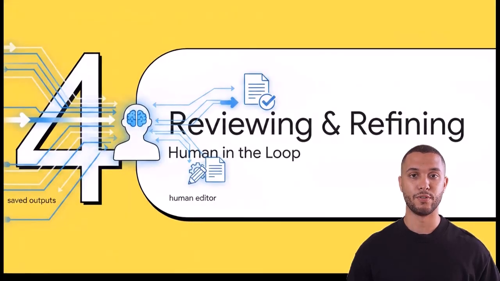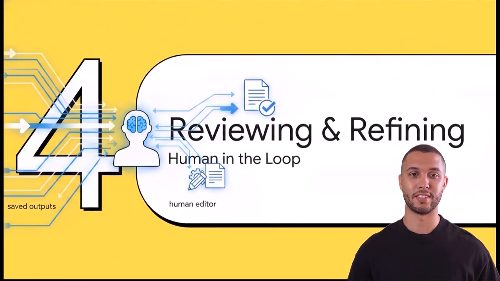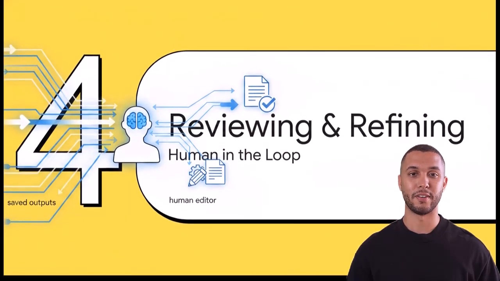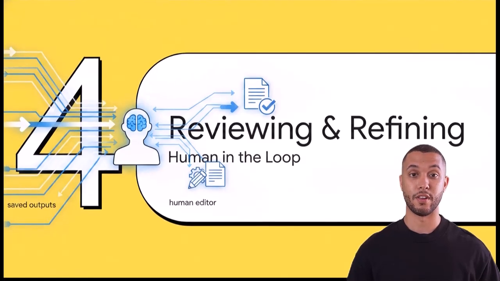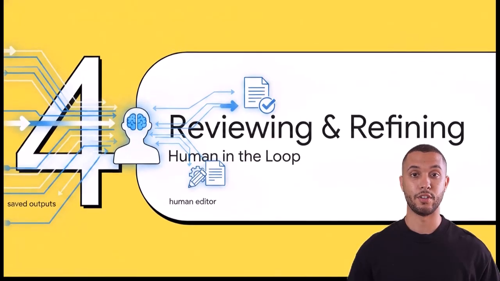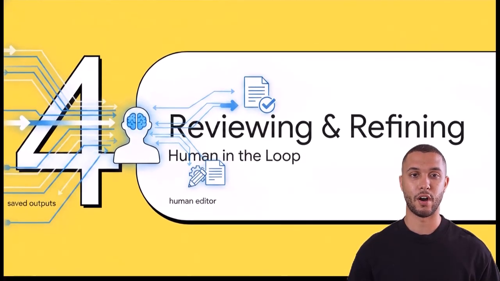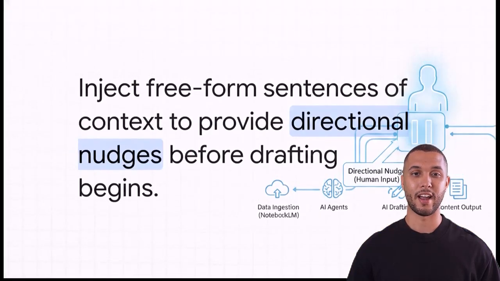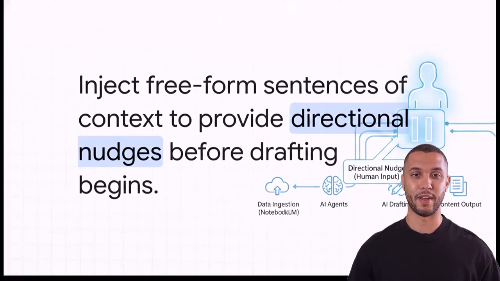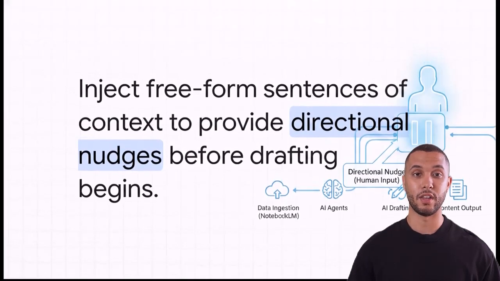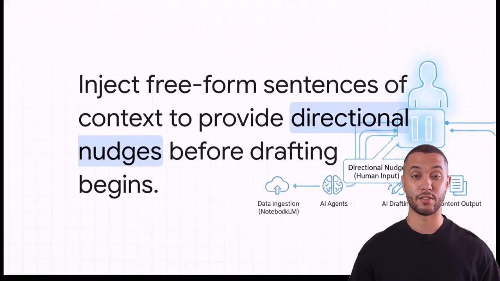Now that we have all those precious saved outputs, we hit section 4, reviewing and refining. This is where we keep the human tightly in the loop. Let's look at exactly how you, the editor, interact with this automated workflow. Because the AI actually pauses and saves between major steps, you can jump in and give what we call directional context nudges.